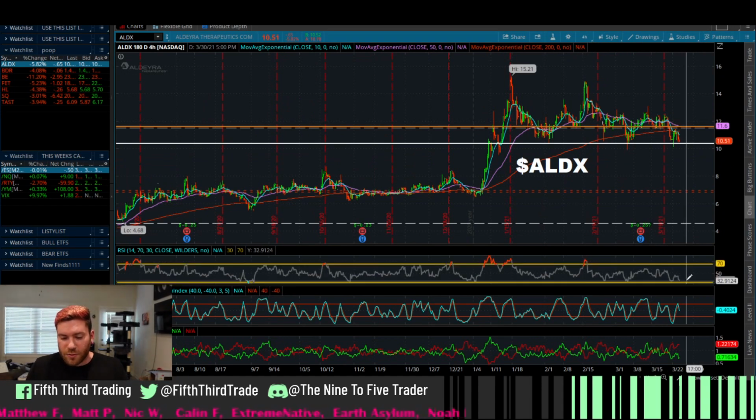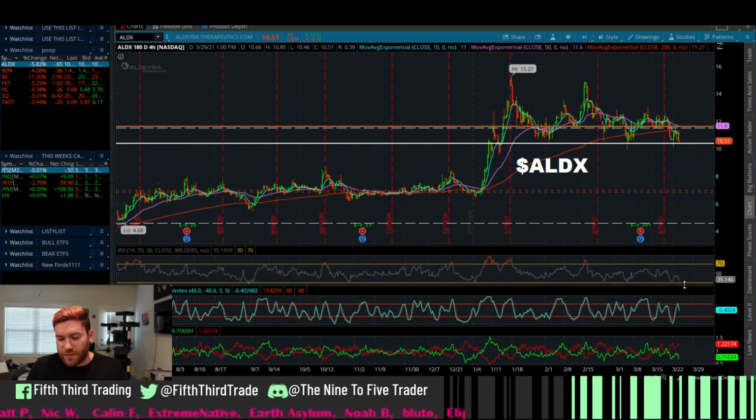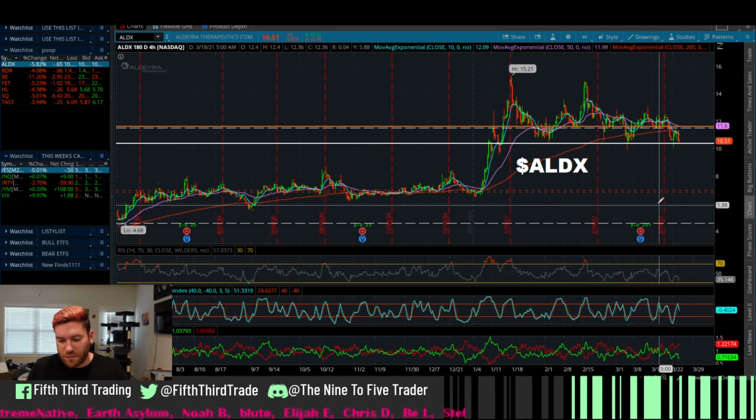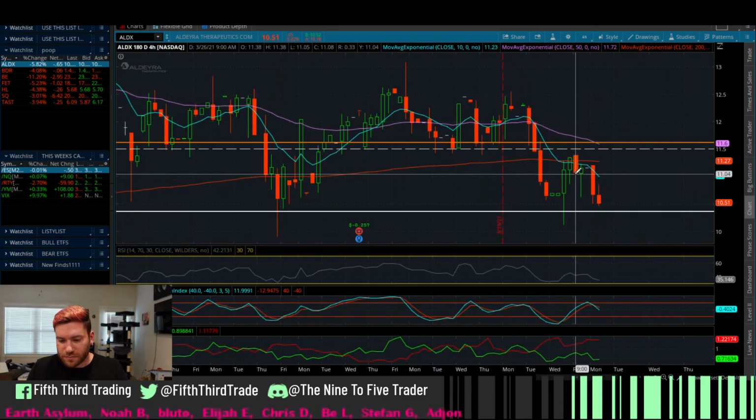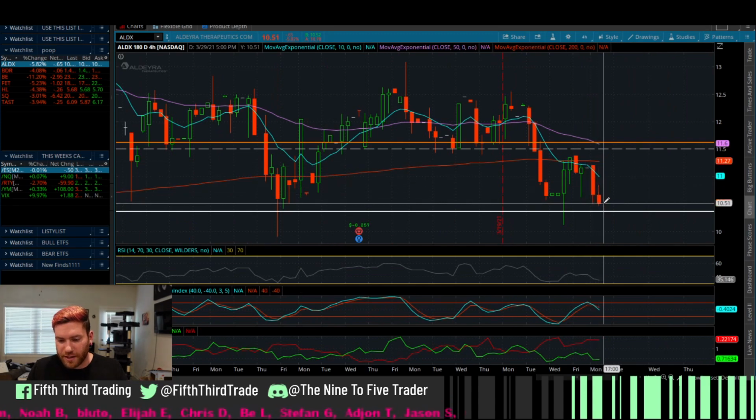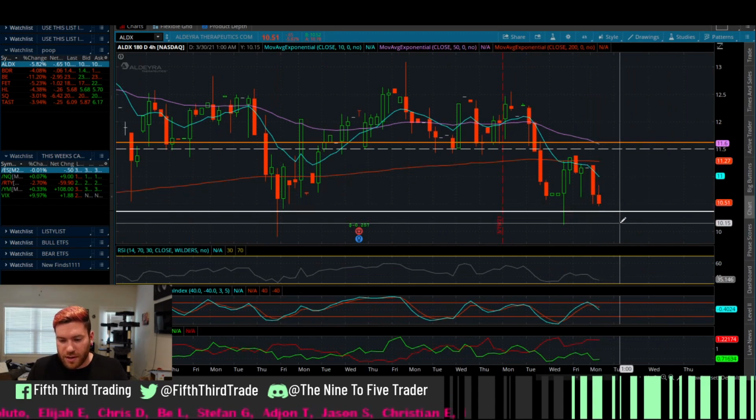RSI is exactly where you want it. Look over, 35 is where it reverses at, maybe 31, 32, but it's right there. Stochastic is a little bit overbought. Again, it had this big push up, now it's coming back down. I think it may get down to maybe $10 and some change.